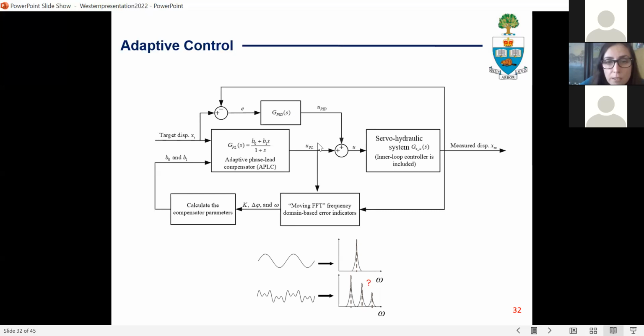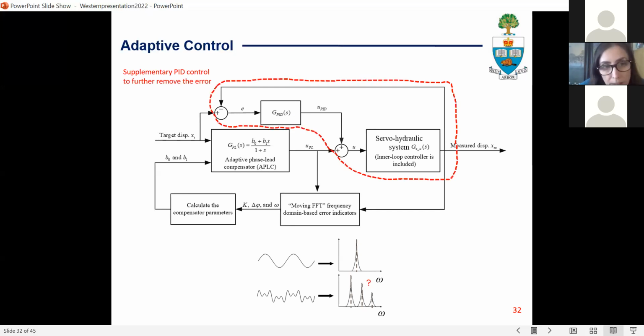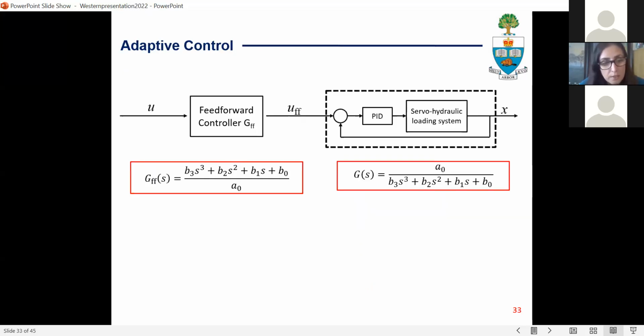So here we are looking at the same adaptive controller. We have the adaptive phase lead compensator and the structure system. In order to handle this situation where we have multiple frequencies, we ended up introducing a supplementary PID controller to further remove this error, and we published it as a separate paper, which I'll show in the next slide. And another adaptive controller that we very recently verified is based on the model-based feed-forward controller technique.